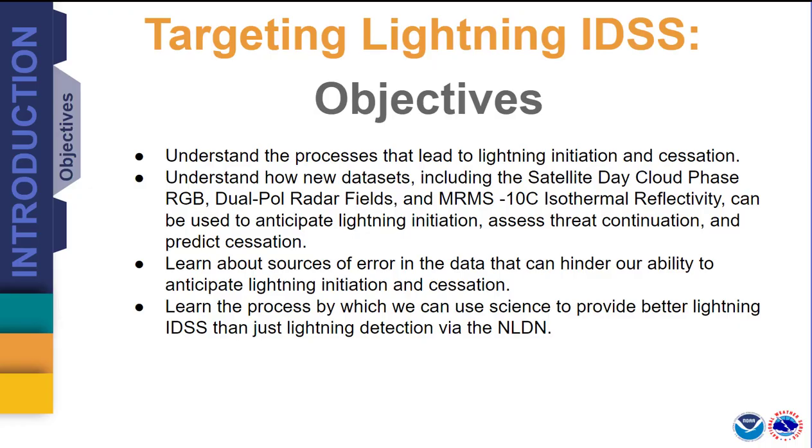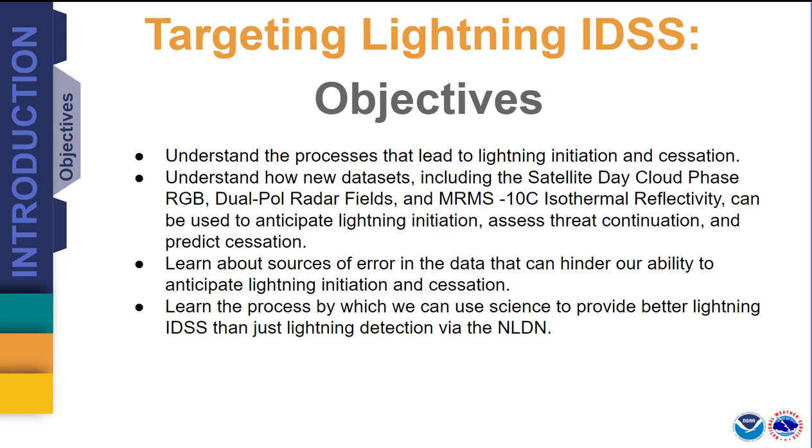Here are the objectives for this module. It aims to help you understand the processes that lead to lightning initiation and cessation, to understand how new datasets, including the satellite day cloud phase RGB, dual pole radar field, and the MRMS -10 Celsius isothermal reflectivity, can be used to anticipate lightning initiation, assess threat continuation, and predict cessation.